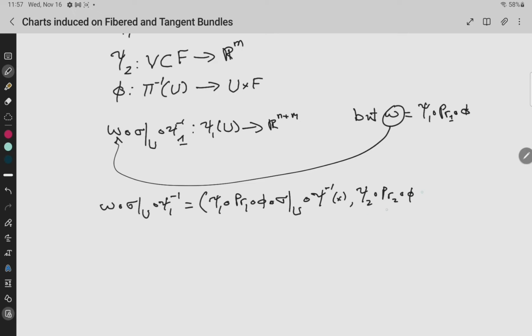And then F2 of a is what I'm writing down here. It's going to be psi 2 PR2 of phi restricted to U. Okay, so all that on the left-hand side is acting on x, and the right-hand side is an element of R to the n plus m. So let me rewrite this. Psi 1 inverse.